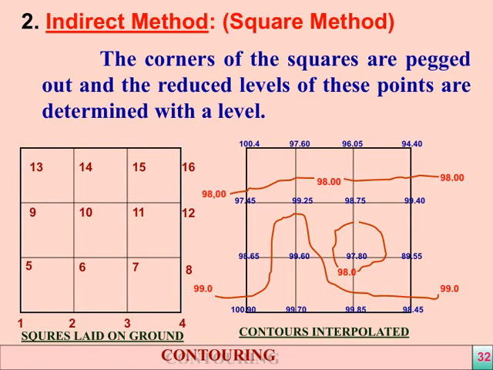Now, let's look at how the corners of the squares are pegged out and how we determine the reduced levels of these points using a level. This is the fundamental step in ensuring accurate measurements in our survey.